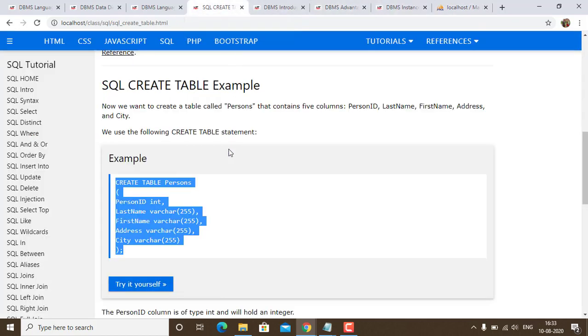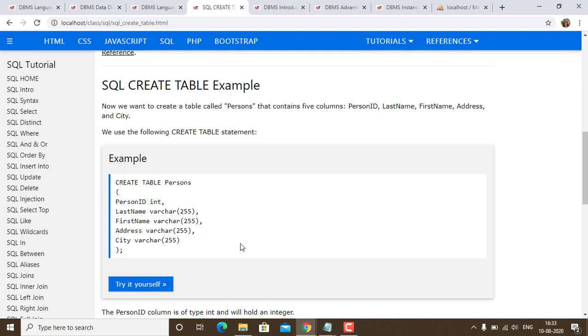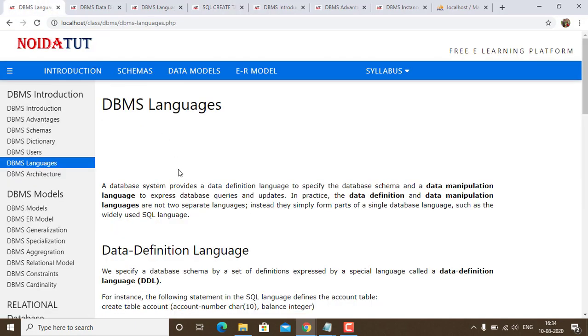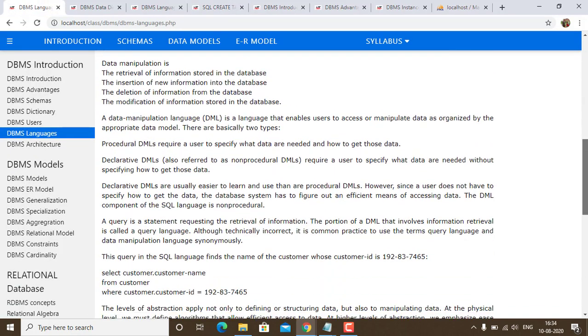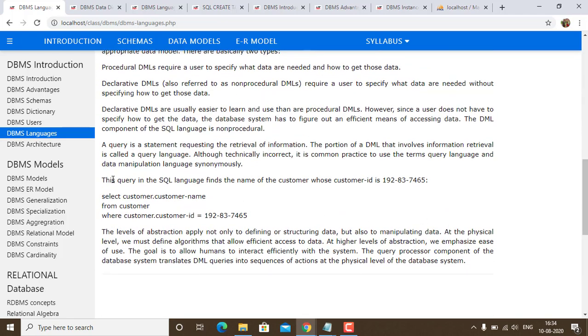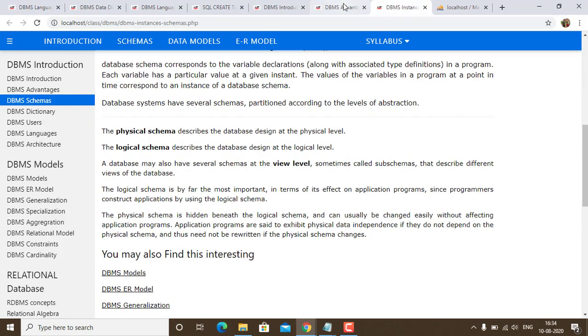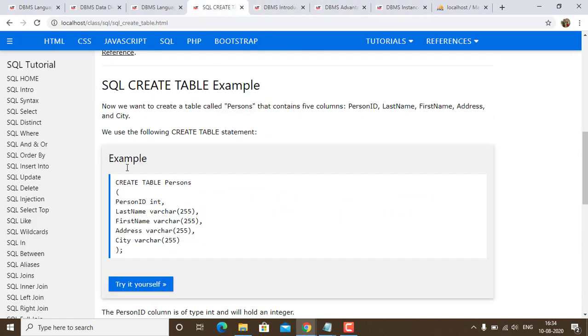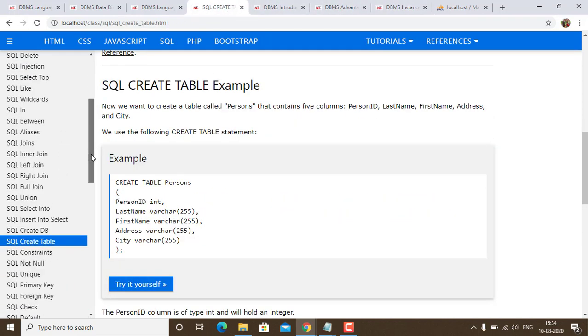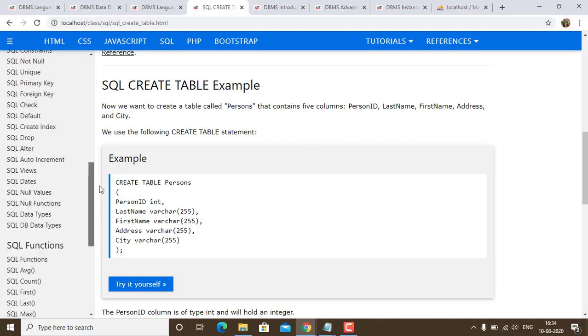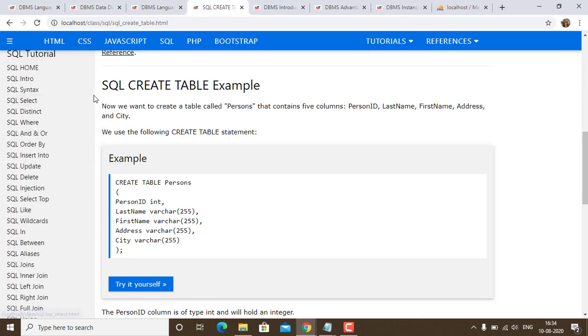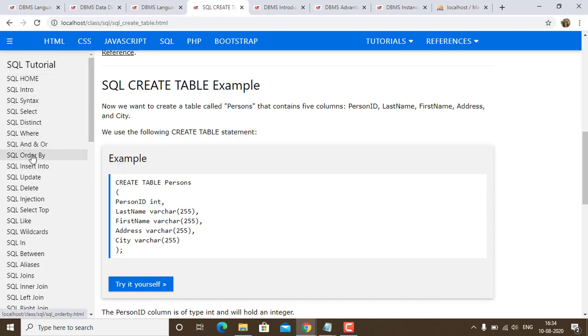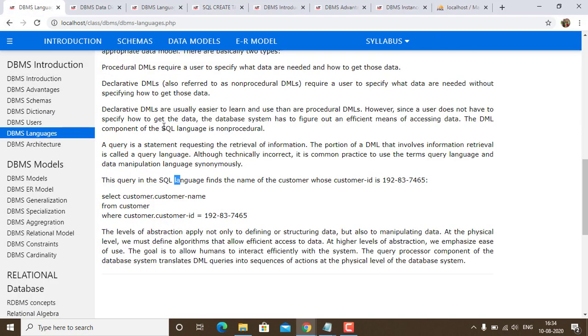This was the SQL CREATE TABLE which we used to create the table in a database. This type of thing which you see, we are going to deal with separately in our tutorials. These are the different SQLs which we are going to read each and every one of during this, and I'm just going to run each and every query in the database.